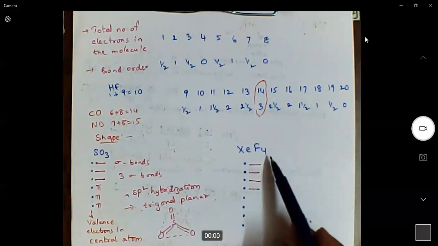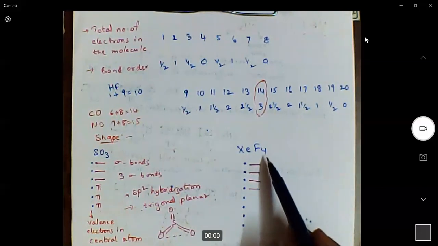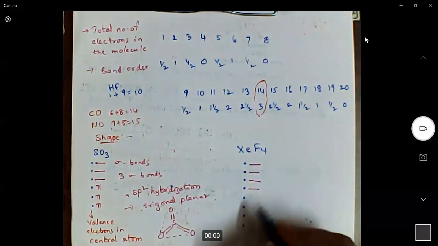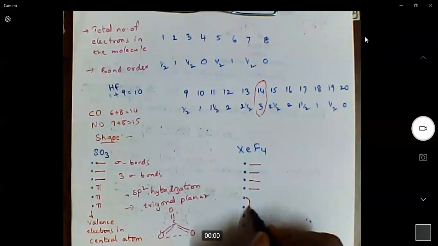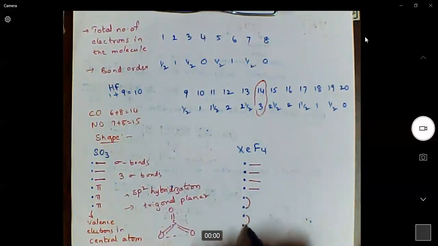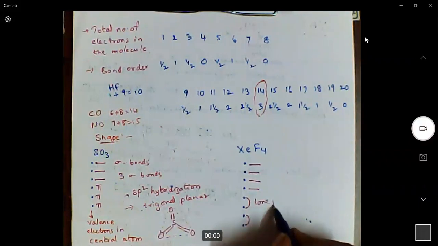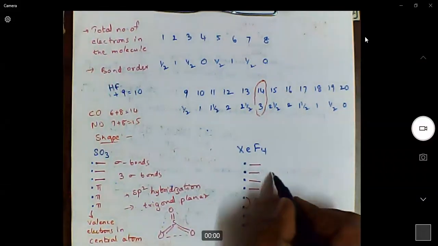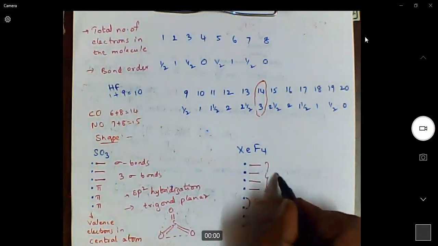There are only 4 fluorine atoms. Fluorine atoms will not be involved in pi bonding. So the remaining 4 electrons are two lone pairs of electrons. This is a lone pair. This is again a lone pair. These are sigma bonds.